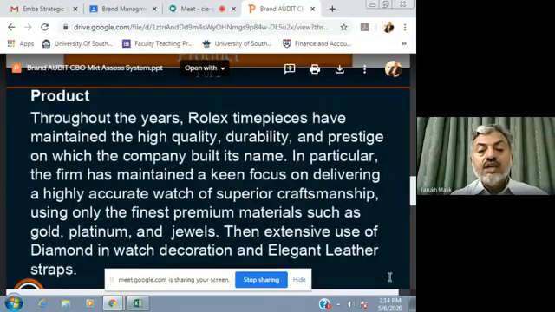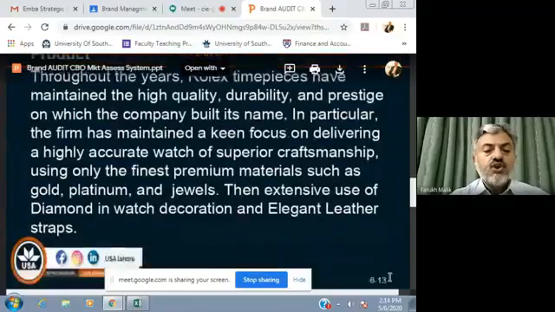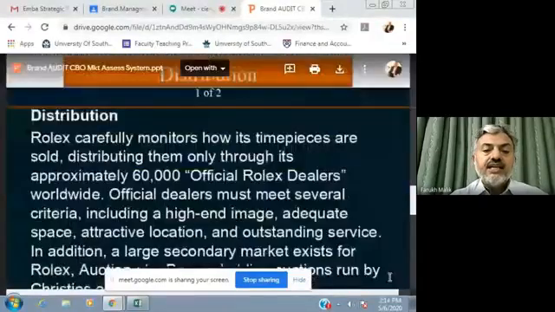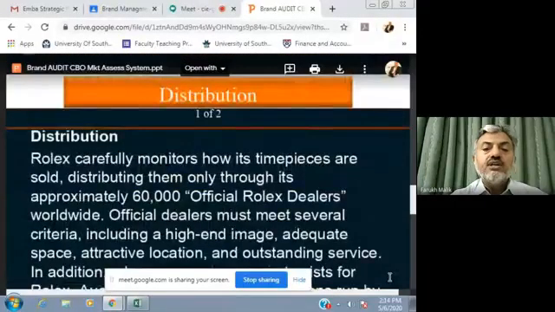So even when they're constructing a watch, they use gold parts and platinum parts and jewels inside the watch as well to enhance the accuracy of the machinery. Then extensive use of diamonds in watches and decoration with elegant leather straps adds to the fashion, style, and apparent beauty of the product.